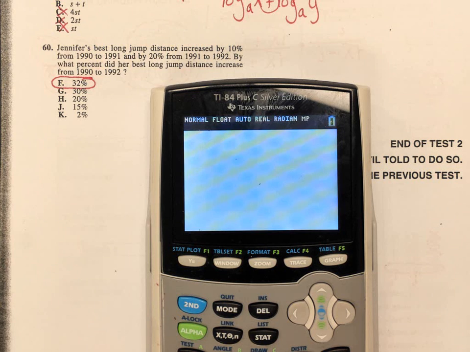Okay, so why didn't you, if it increased, but it said by 20% the second time. So why wouldn't it be 10 plus 20? Okay, where did it start at the first year? The first year it was already at 10%. The first year it increased by 10%.